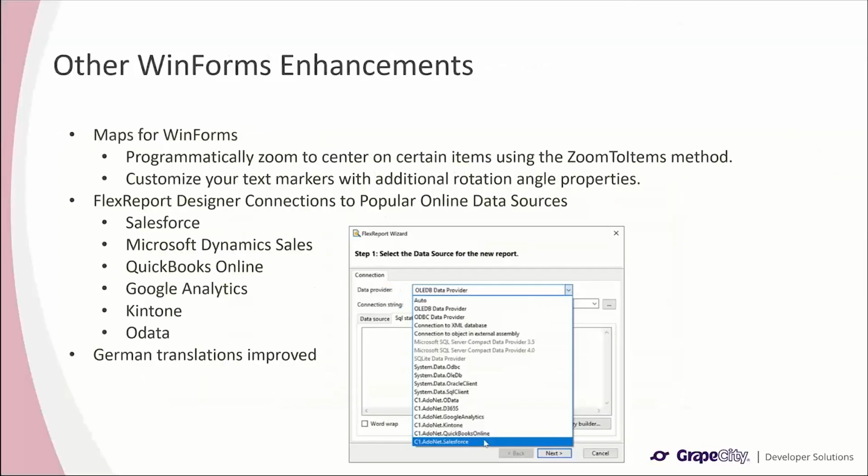Some other enhancements include ComponentOne maps can now be programmatically zoomed to center on certain items using the new Zoom to Items method, and you can customize your text markers with additional rotation angle properties. With ComponentOne Flex Report, users may now create business reports from cloud data sources such as Salesforce, Dynamics, QuickBooks, Google Analytics, and OData, all of this using the Flex Report Designer.